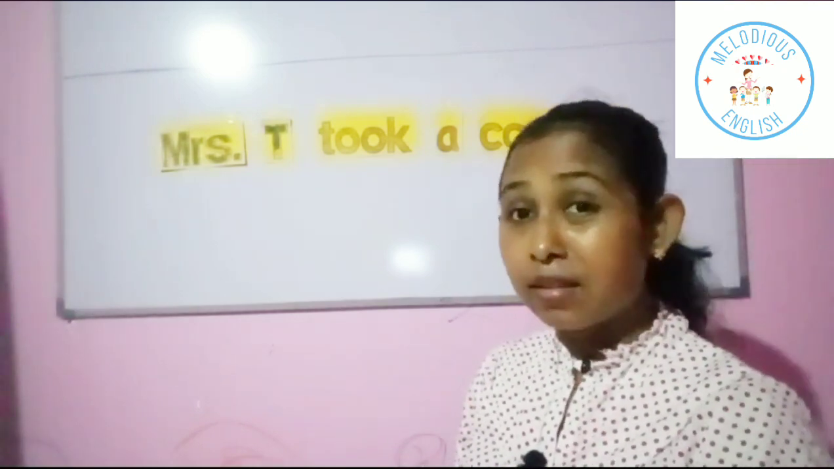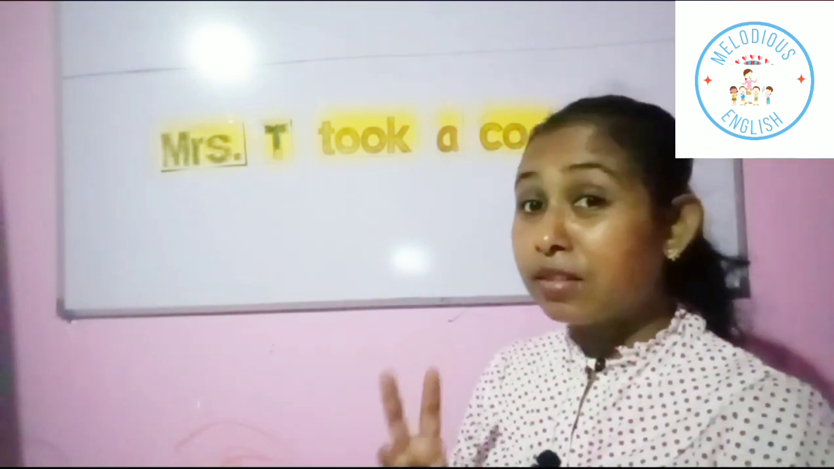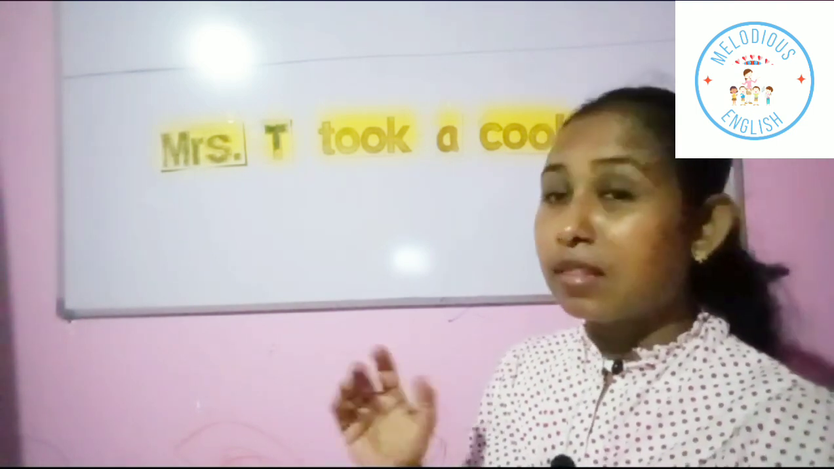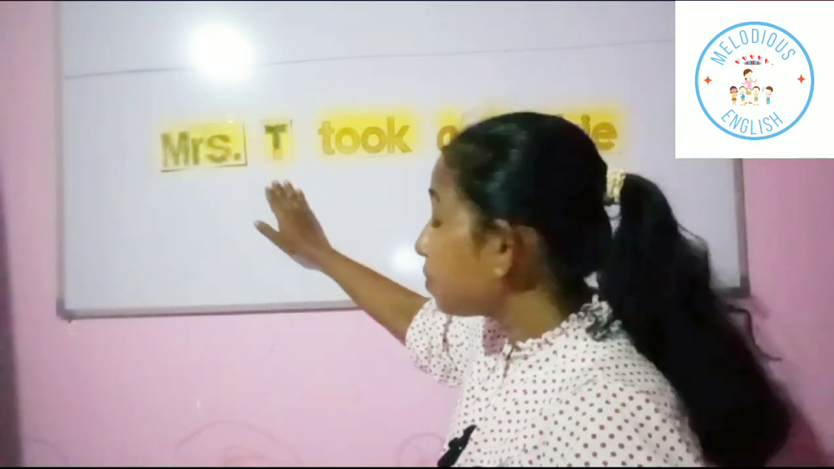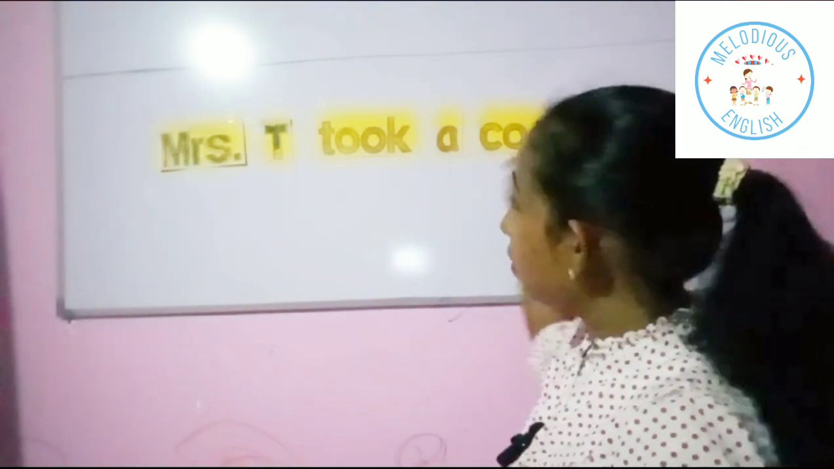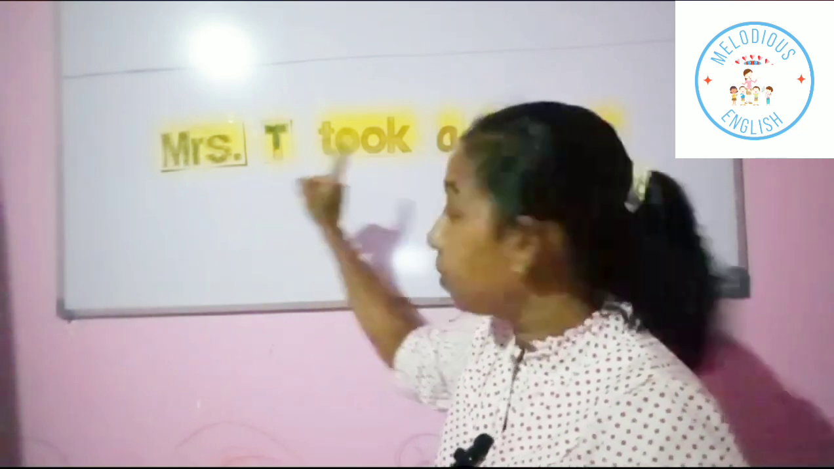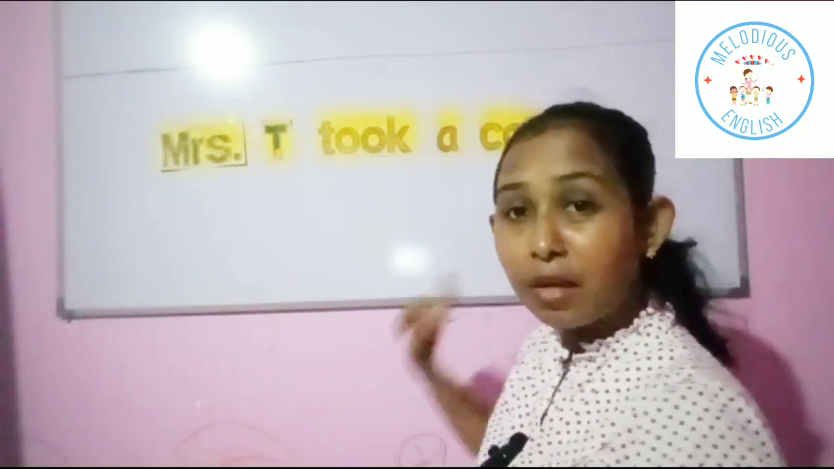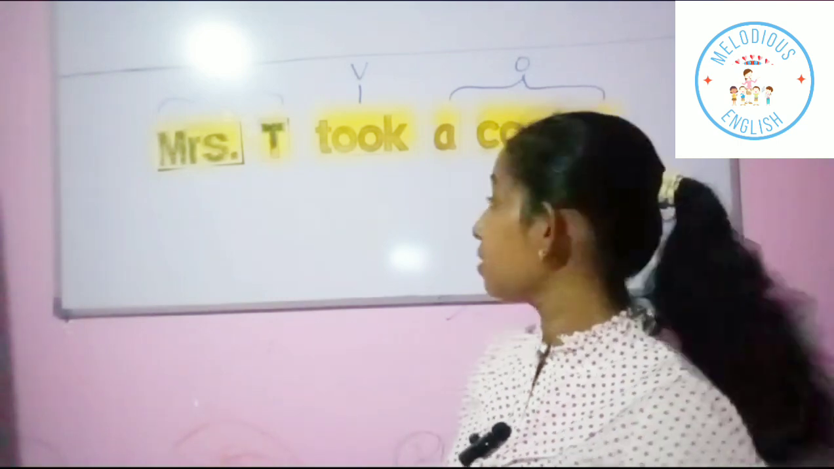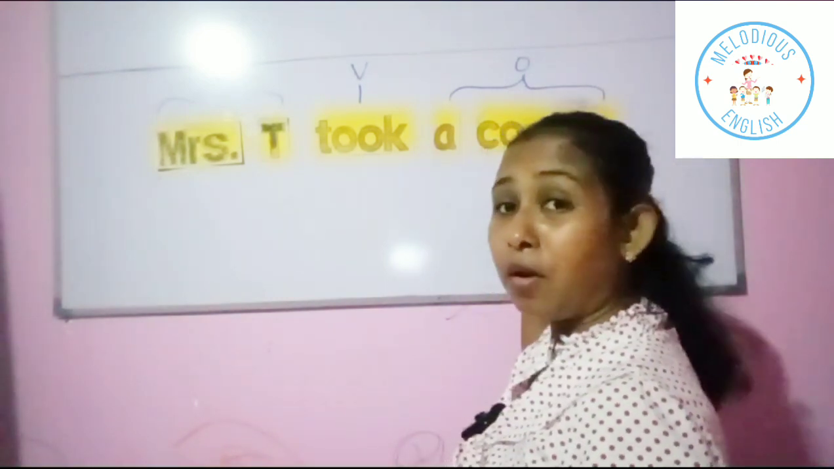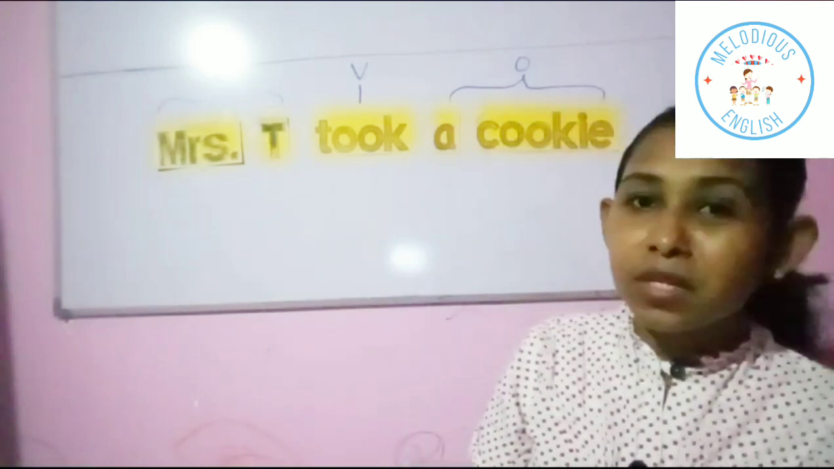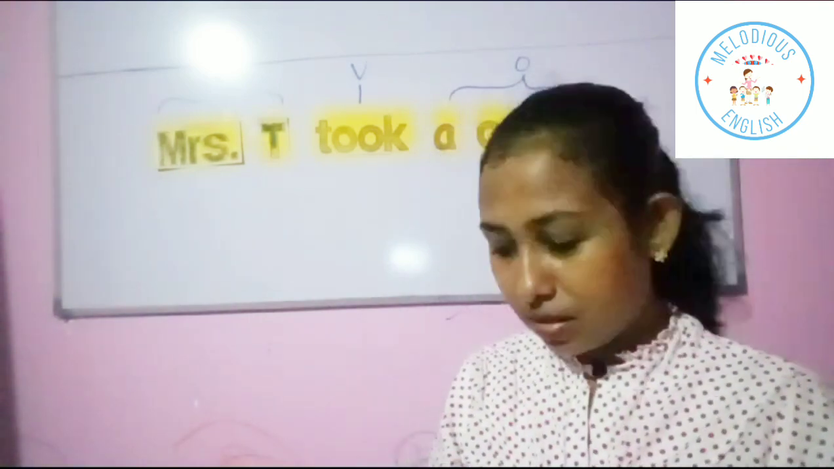You can see here there are mainly three parts of this sentence. They are subject, predicate and the object. When you turn this into passive voice, the object of the active voice sentence becomes the subject of the passive voice sentence.